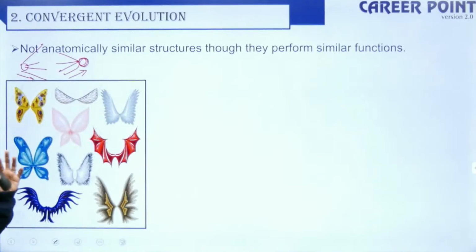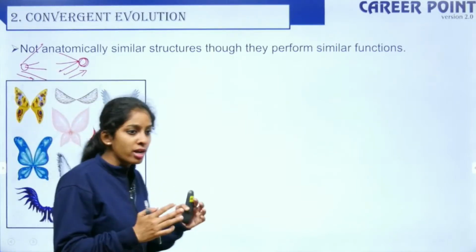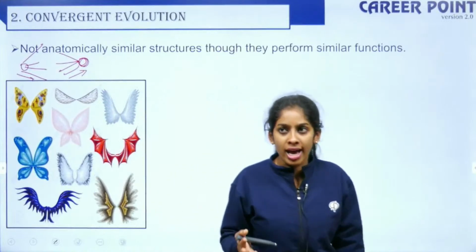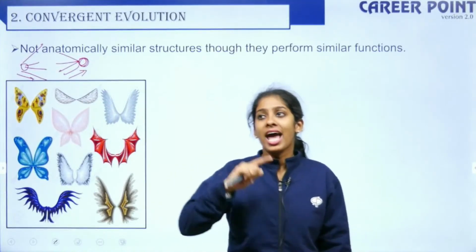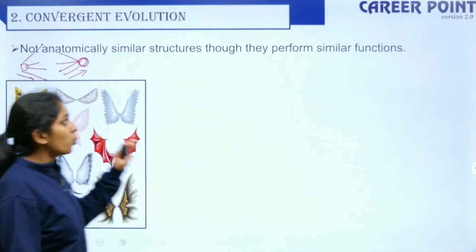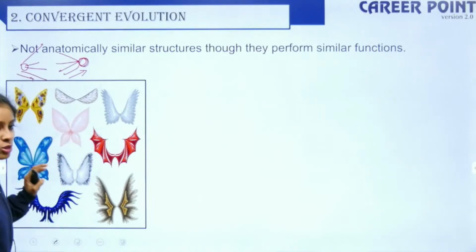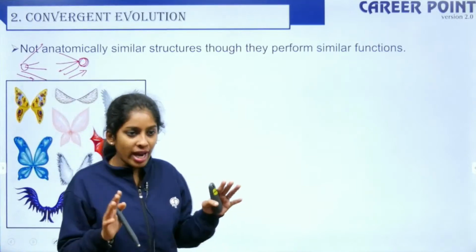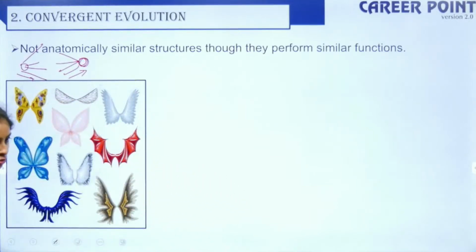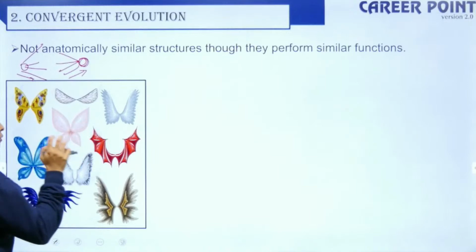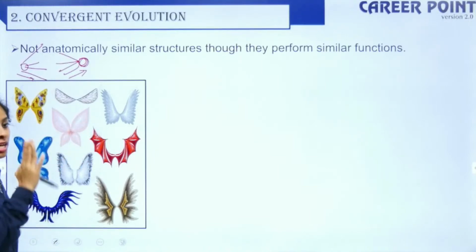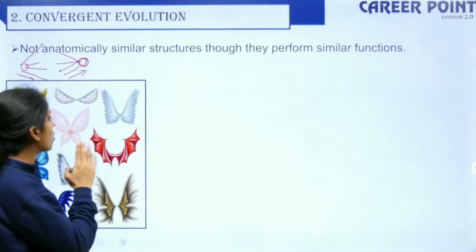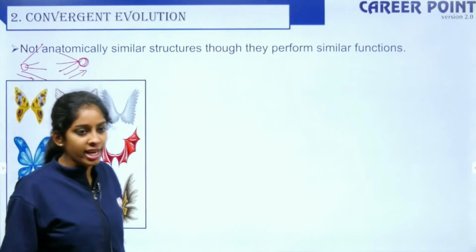If you look at the wings of the butterfly and the wings of the bird, they are ultimately wings to our eyes. So when I say wings, what comes into your mind? Just flying, right? So wings have the same function, flying. But anatomically, when you look at the interior structure, the wings of a bird are different and the wings of a butterfly are different, right? Yes?